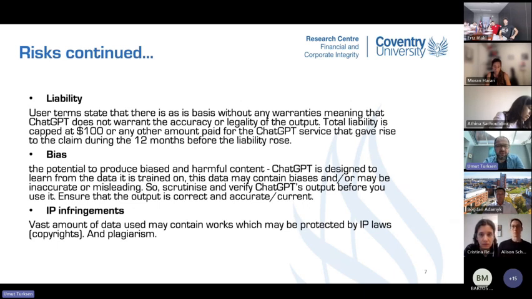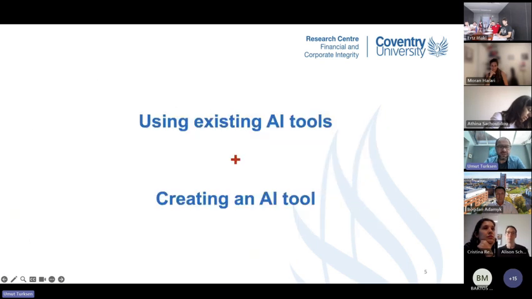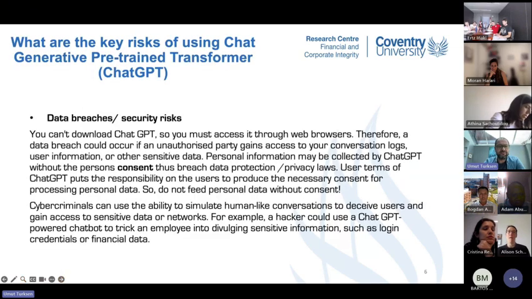Again, I'm only using one example, ChatGPT. It's capped at $100 US for any liability that may arise, and a claim must be made within 12 months. So that's not really going to touch anything in terms of the liability of the company providing the software and the AI tool. Bias is something we've spent a lot of time on, whether the data within those systems are reliable. So that's another risk, that it could be biased information and data that is available in the system.